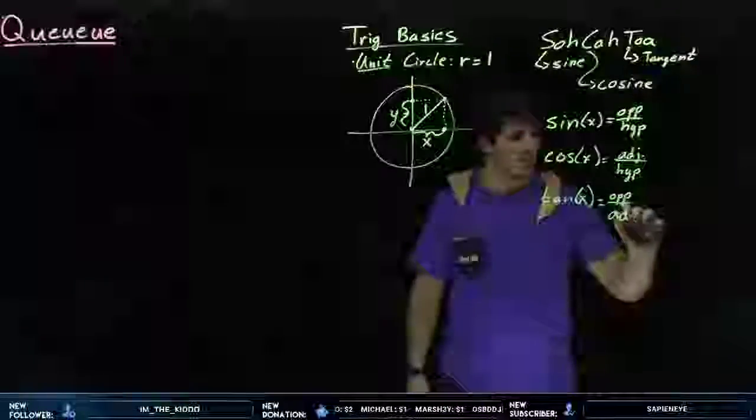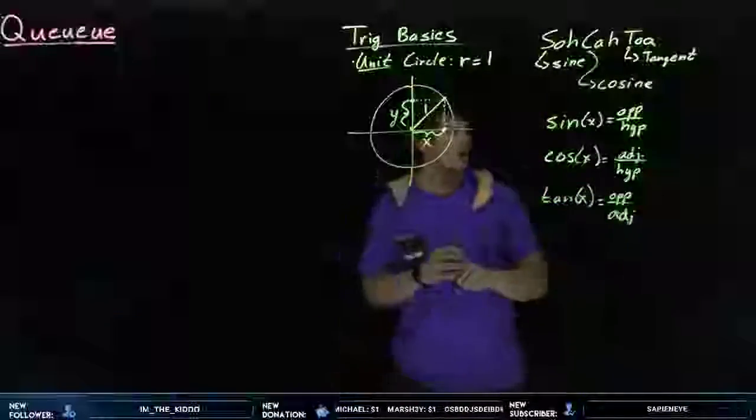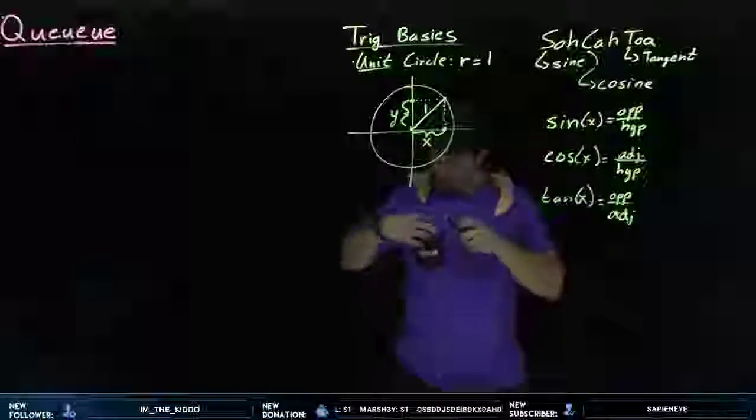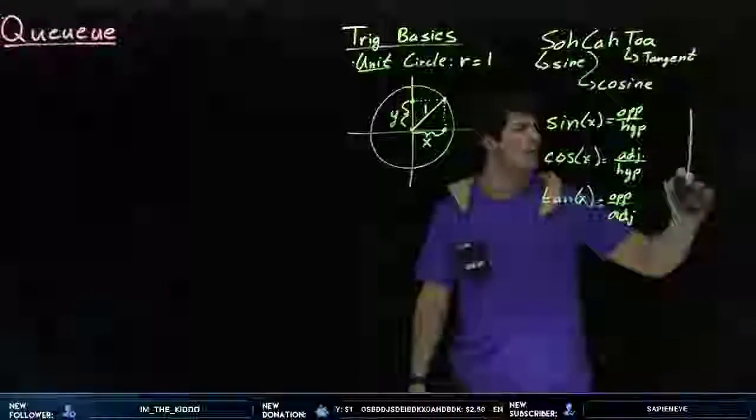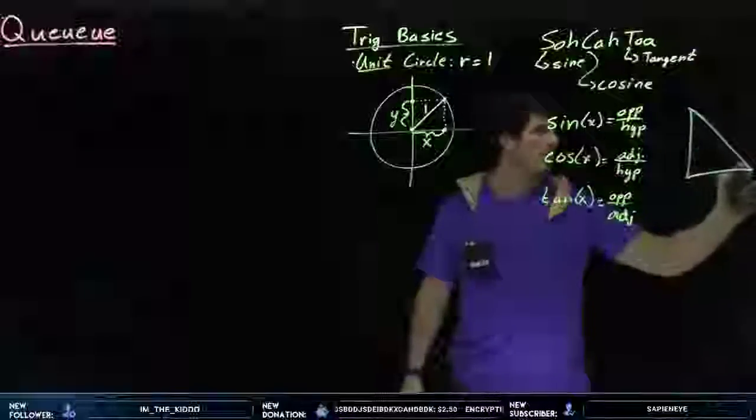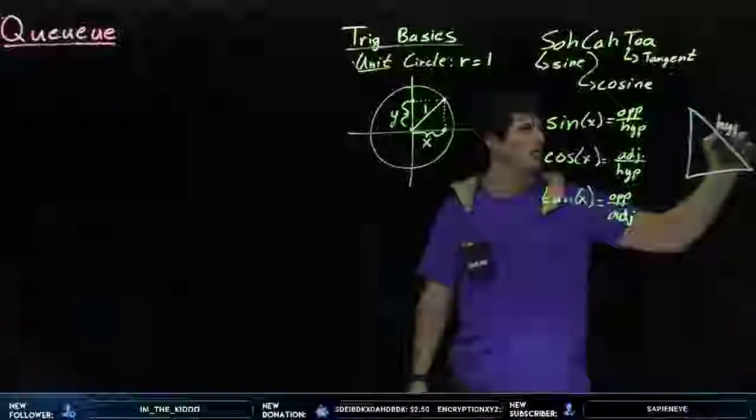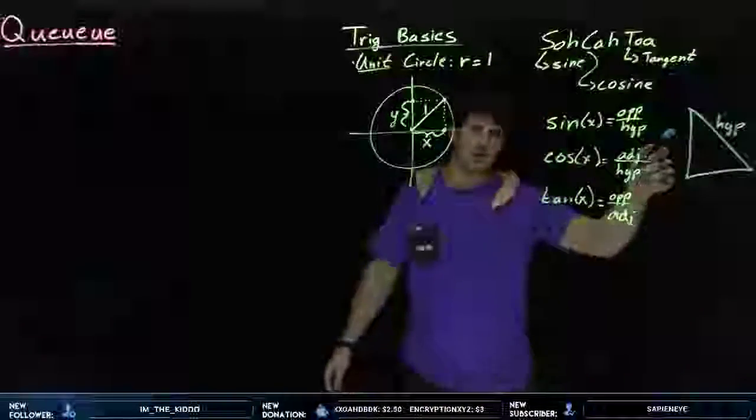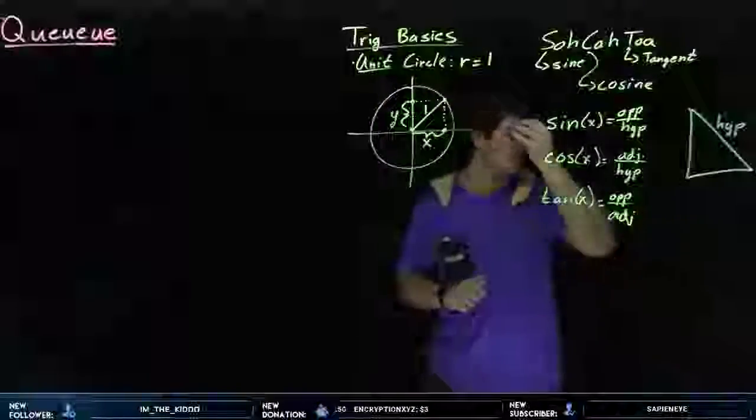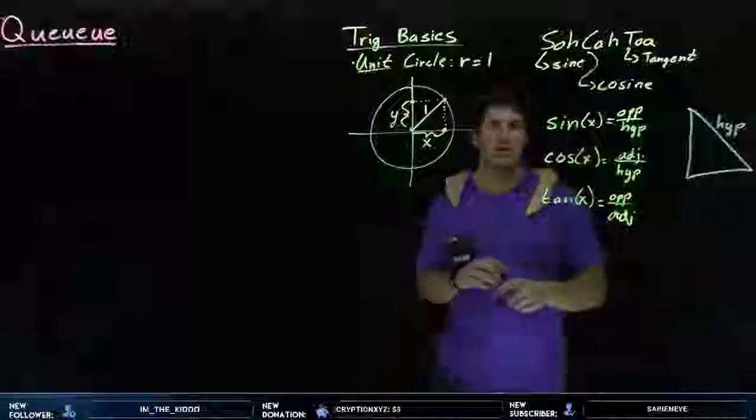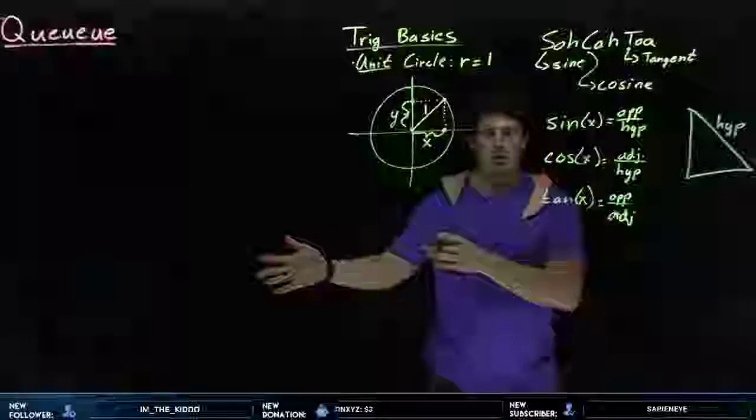So, ADJ. Let's use a different color. I was going to say better, but I actually like this green. It's a new marker. So if we have a triangle here, we know that this is the hypotenuse. And I don't actually know which one of these is opposite and adjacent because it depends on where your angle is, right? So wherever your angle is going to be, it's going to determine which one is opposite you and which one is adjacent to you.